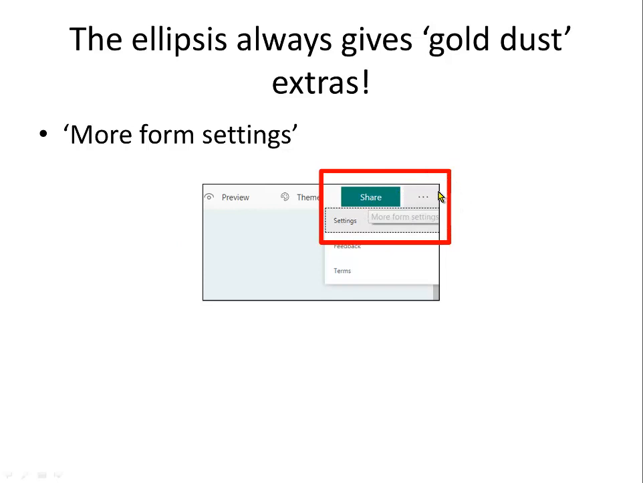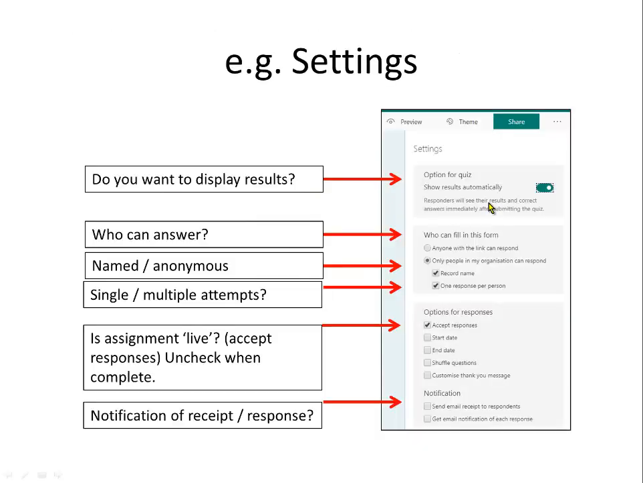If you click on this ellipsis, somebody's called it, I think it was Jane Basnett called it the gold dust that you get within Microsoft. If you click on those three dots, often you've got lots of other options. So, for example, do you want to display the results? Do you want them to see what their results are straight away? You would have that clicked.